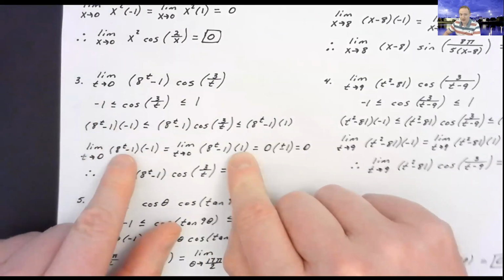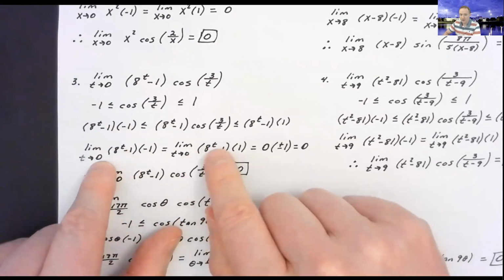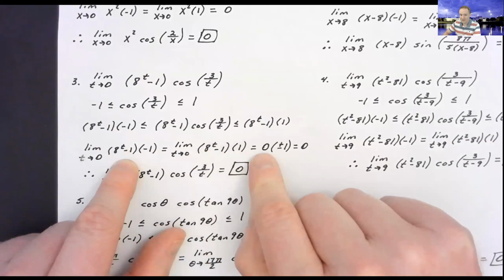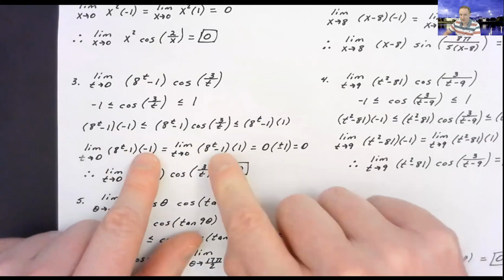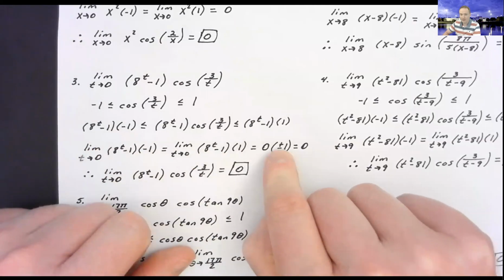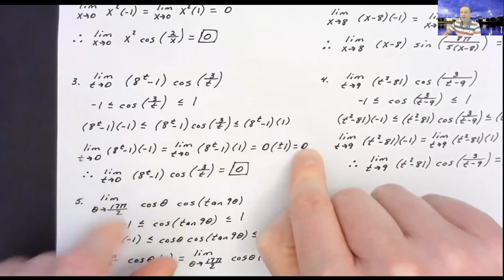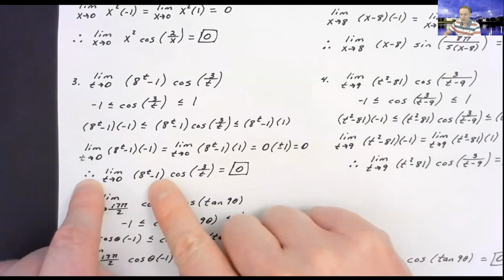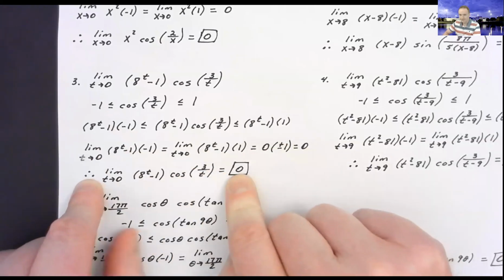And in either scenario, if you let t equal 0, 8 to the 0 minus 1, that's 1 minus 1, we get a factor of 0 times a number that's either negative or +1. Doesn't matter if it's negative or +1. Any number times 0 is 0. Therefore, we say the limit of our original expression is also 0.